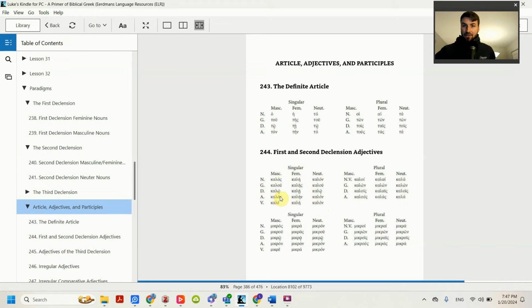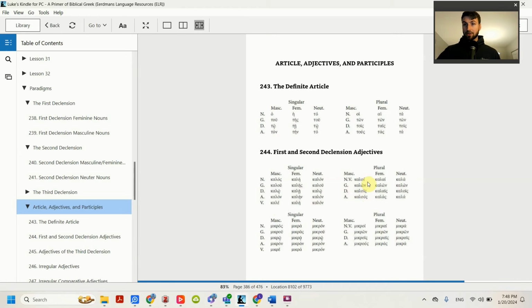In the dative, all three forms have the iota subscript. Masculine and neuter are identical. Feminine has either the eta or alpha, but they all have the iota subscript, which is the distinguishing factor for the dative. And then in the accusative, they all have nu, which is good. Vocative, the masculine changes, feminine doesn't, neuter doesn't. So masculine is the only one that changes there.